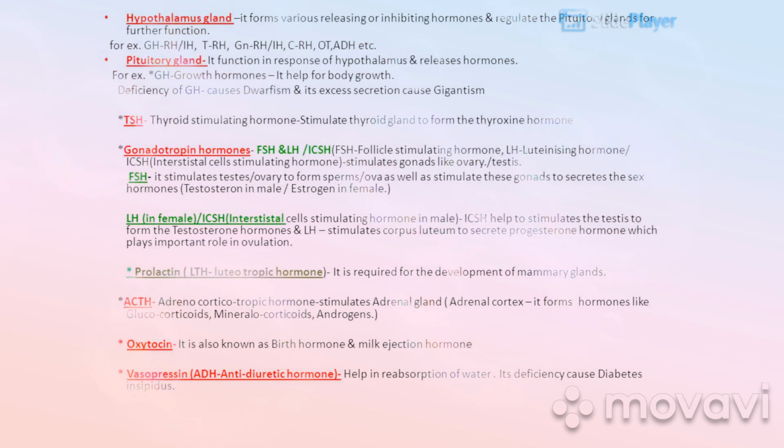For example, GH, growth hormone, helps in body growth. Deficiency of GH causes dwarfism and its excess secretion causes gigantism. TSH, thyroid stimulating hormone, stimulates the thyroid gland to form the thyroxine hormone.